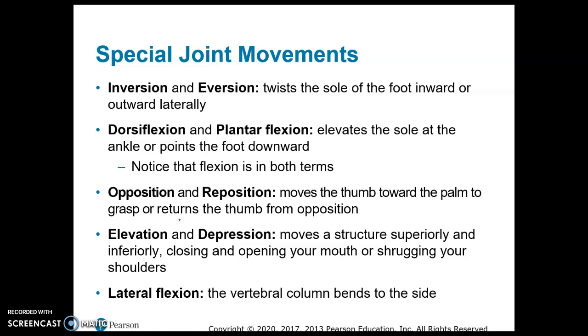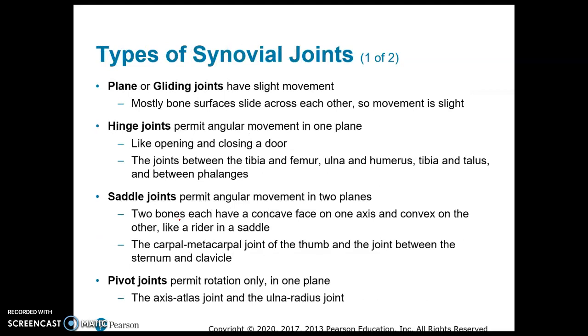Elevation and depression you can do with your mouth. If you open your mouth, that's depression. If you close your mouth, it's elevation, because we're talking about your jaw, okay? When you shrug your shoulders, that's elevation, and when your shoulders are normal, that's depression. When you bend to the side, it's lateral flexion. Now, types of synovial joints: there are plane or gliding joints, there are hinge joints. So the knee and the elbow would be hinge joints.